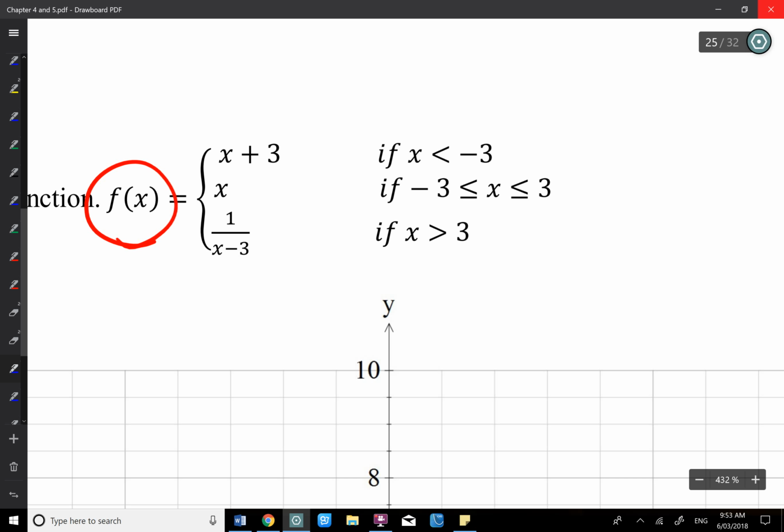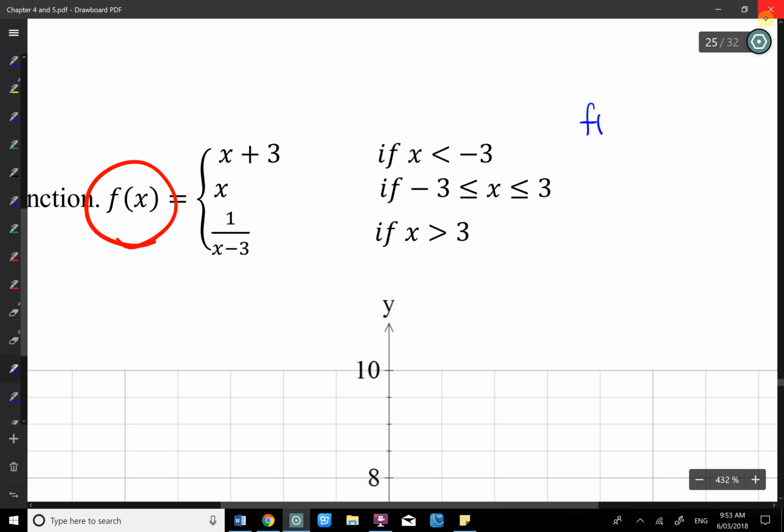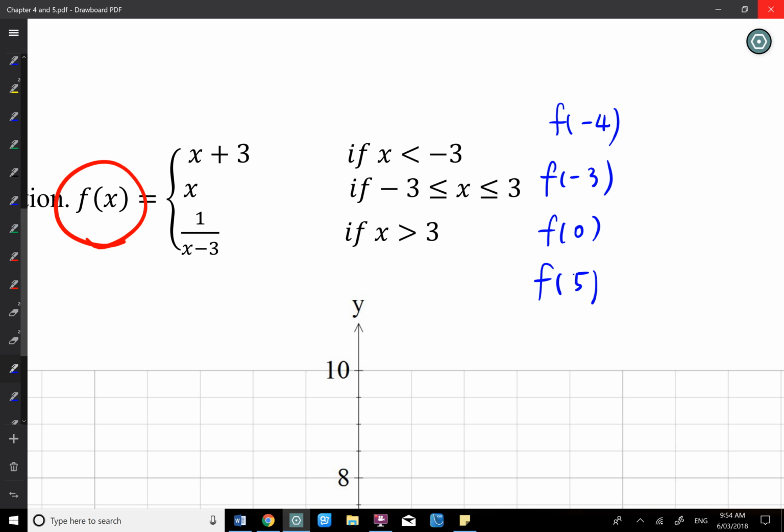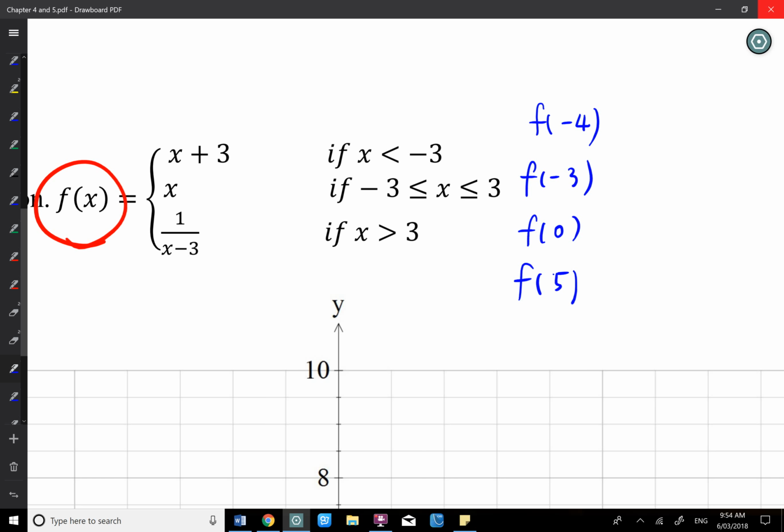Before we start sketching, tell me what's f(-4), what's f(-3), what's f(0), and what's f(5) equal to. Just evaluate that for me. So when x equals -4, what does y equal? When x equals -3, what does y equal? When x equals 0, what does y equal? And when x equals 5, what does y equal? I just want you to simply do the substitution and give me the y values.